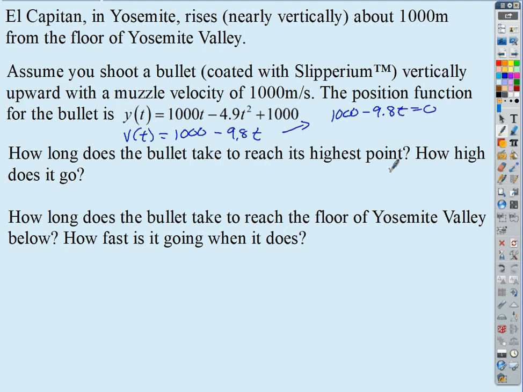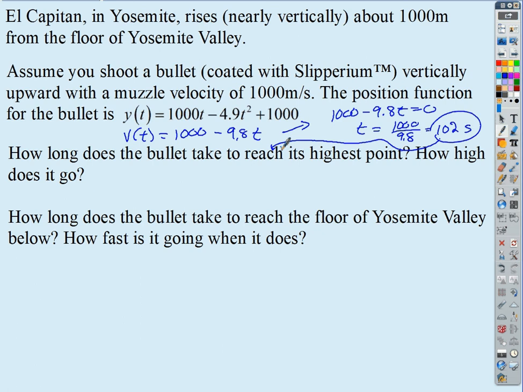Right, so if I add the 9.8t to that side and divide by 9.8, everybody agree I'm just going to get t equals 1,000 divided by 9.8? What is that? Just a little more than 100? About 102? Okay. So about 102 seconds it takes. How long does it take? 102 seconds. How high does it go?